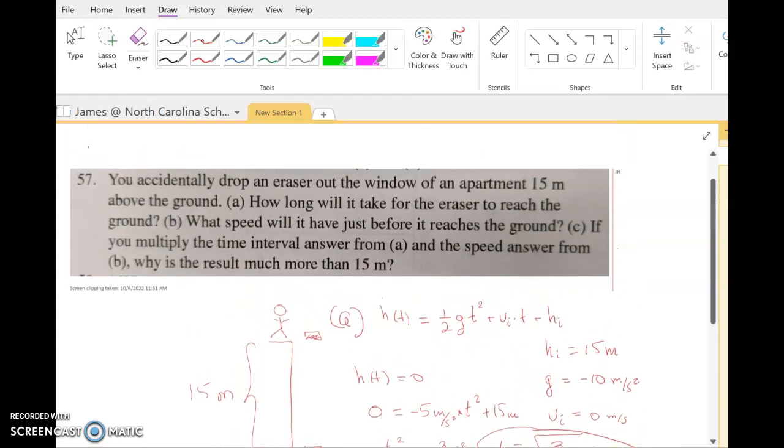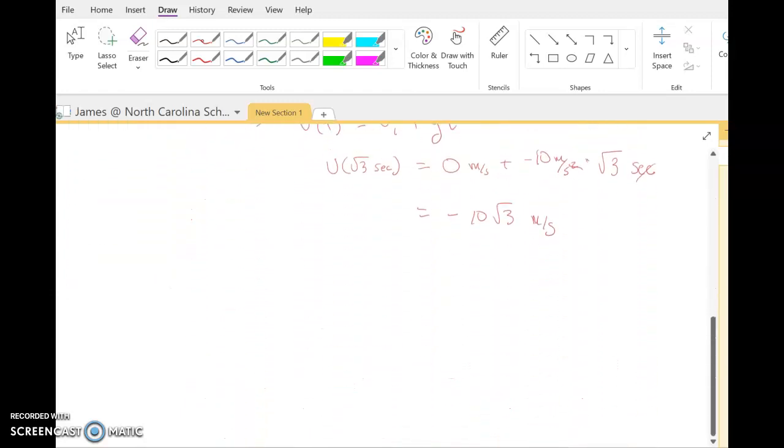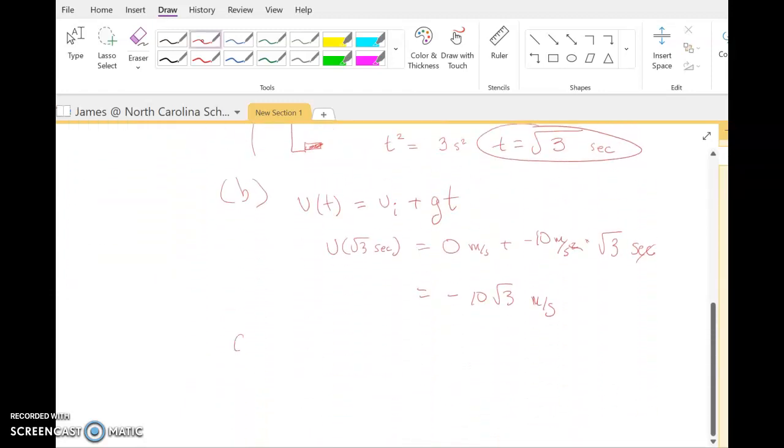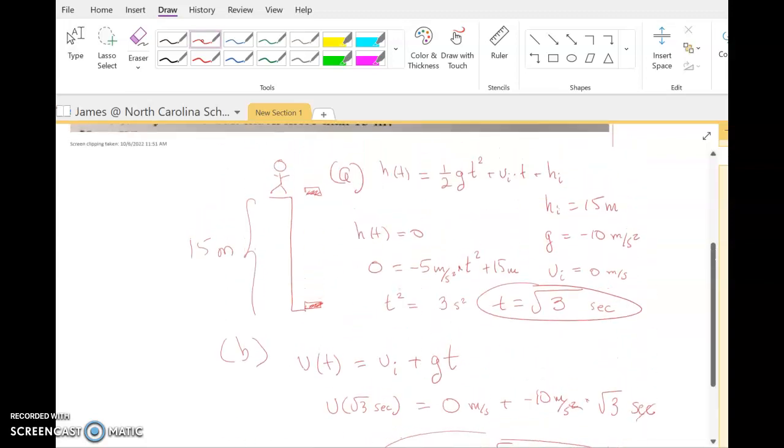Now if we look at part C, it says if you multiply the time interval answer from A and the speed answer from B, why is the result much bigger than 15 meters? Well, let's just try that to see what happens. So this was our result here, right? If I take the speed that I got here, minus 10 root 3 meters per second, and I multiply it by root 3 seconds, square root of 3 times square root of 3 is 3, so I'm going to get 30 meters. Now, that's not right because the fall was 15 meters.